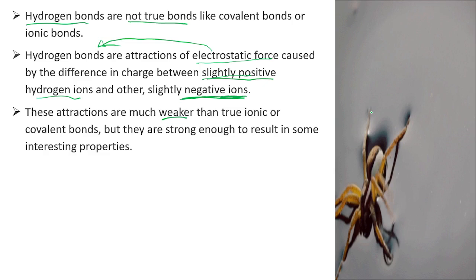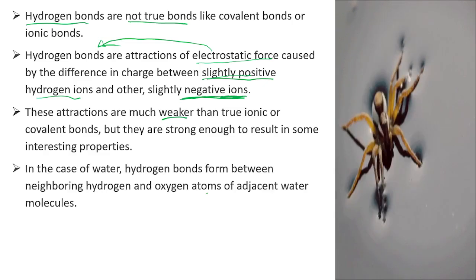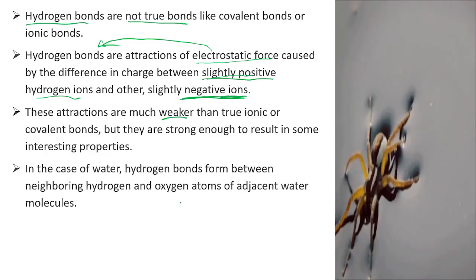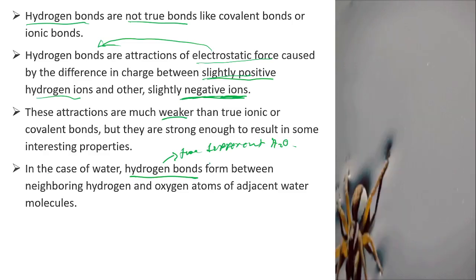Okay, so in the case of water, hydrogen bonds form between a neighboring hydrogen and the oxygen of an adjacent water molecule. In short, the hydrogen bond takes place between two different water molecules, H2O. I hope this is very clear because this is an exam question which everyone is supposed to know. So the hydrogen bond in case of water exists between what? It exists between two different water molecules.